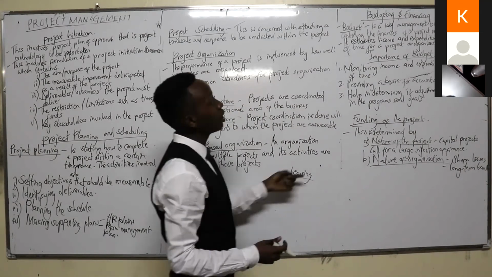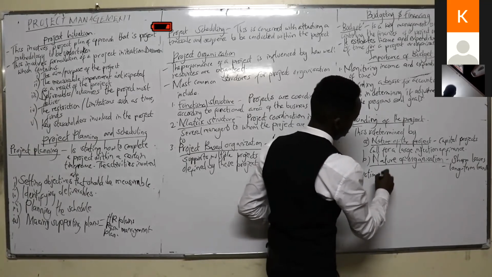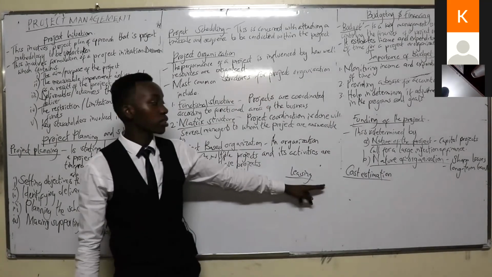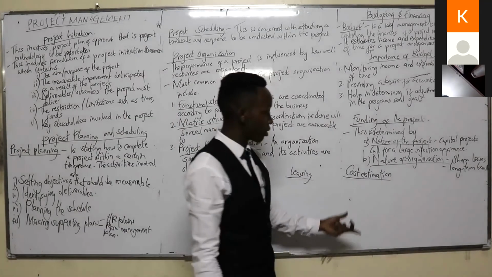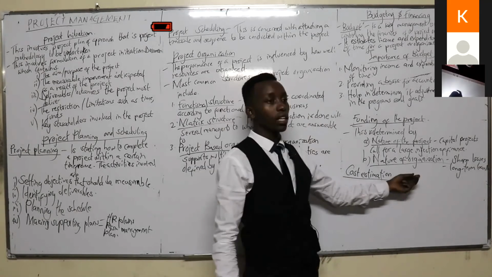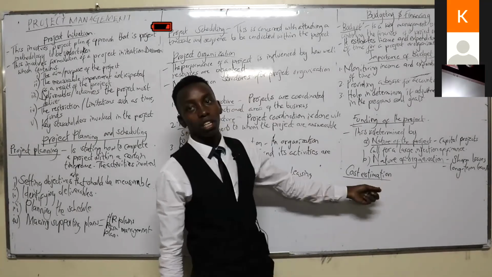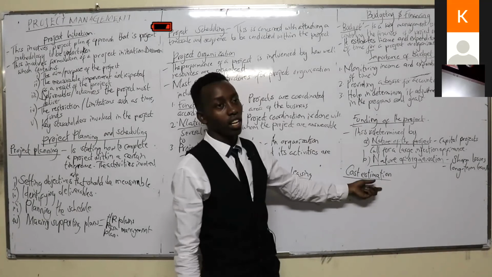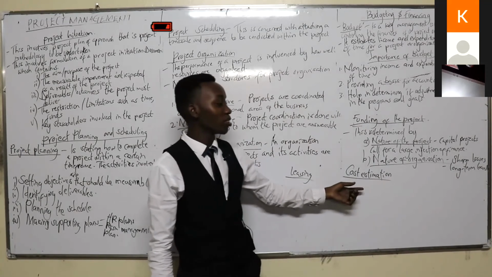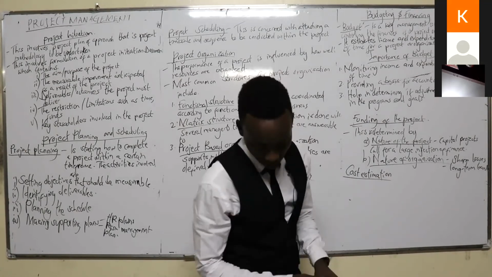Another concept still under this is cost estimation. We are saying that you have to monitor the costs incurred in projects and the kinds of costs that you may incur here. What are some of the types of costs that you may incur here? One is sunk costs. What are sunk costs? These are historical costs that have already been incurred in prior periods.